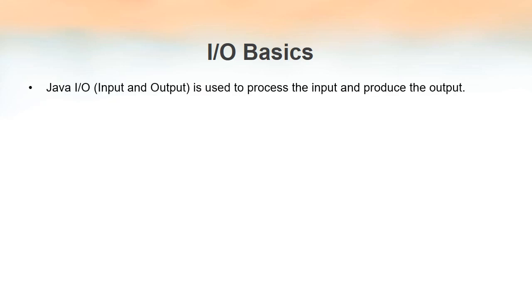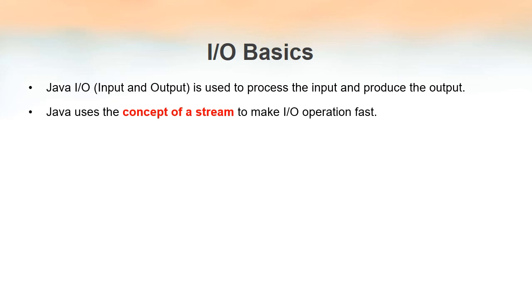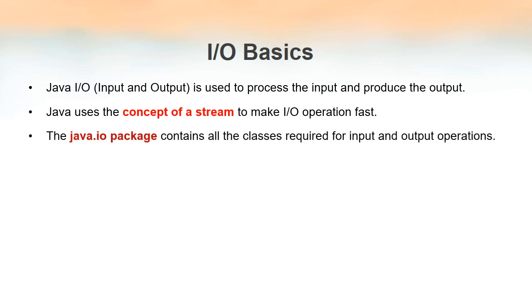We all know what is input and output. In Java also, input-output means it is used to process the input and to produce the output. In Java, we make use of a concept known as stream. This concept is used to make input-output operations faster in Java. And all the classes that we require to perform the input and output operations are included inside a package named java.io, where java is the main package and io is the sub-package that is available inside java.